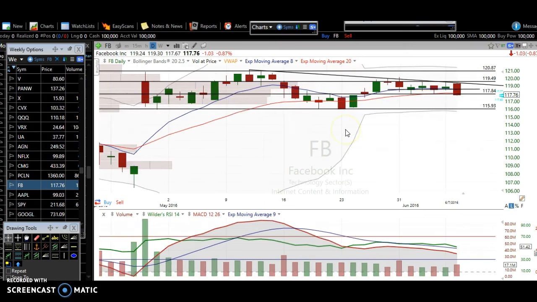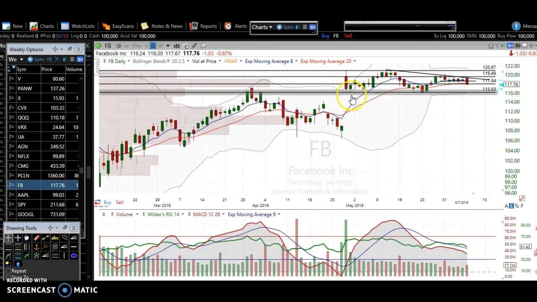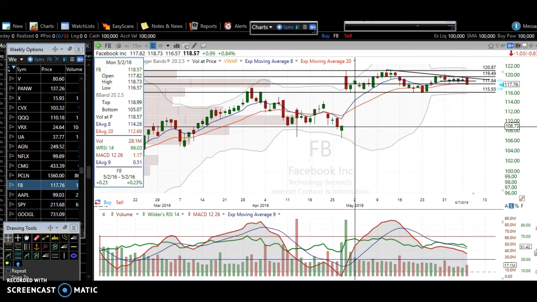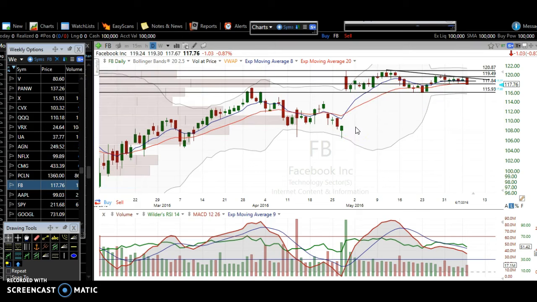If that 116 level breaks, if we get a close below that level, we're going to come down and fill that gap at 108.73. All right?